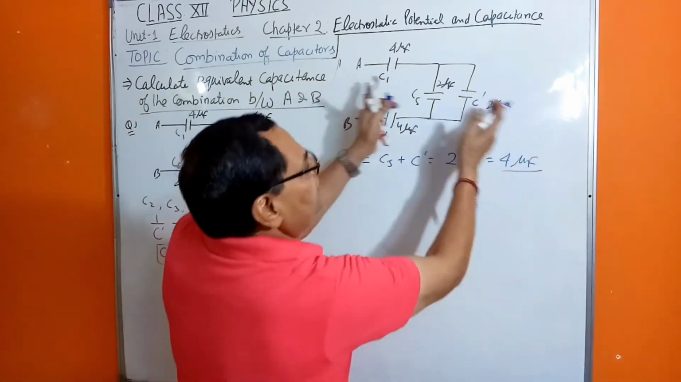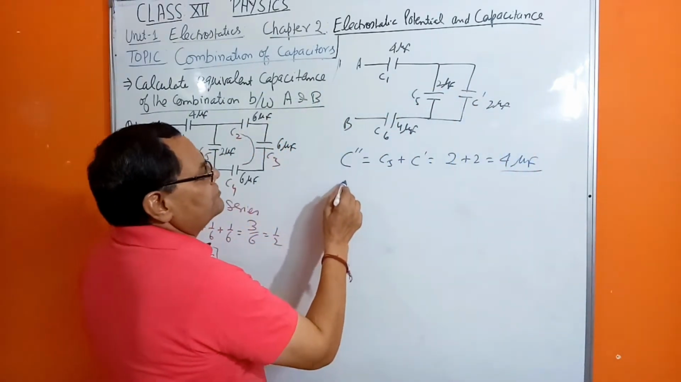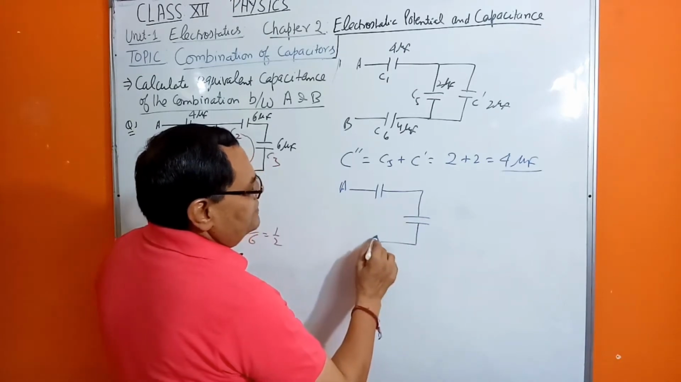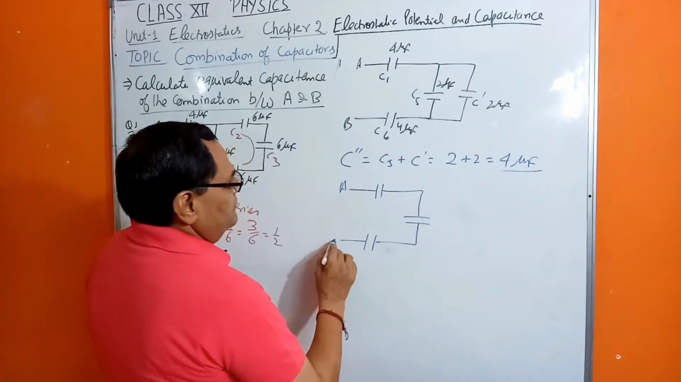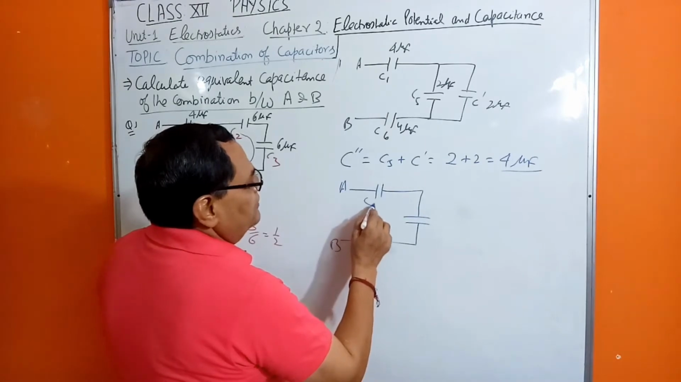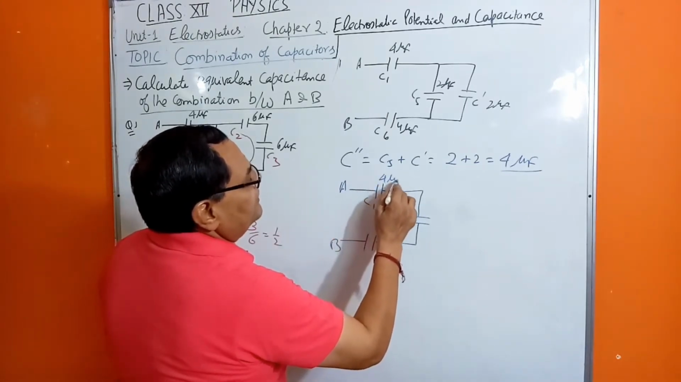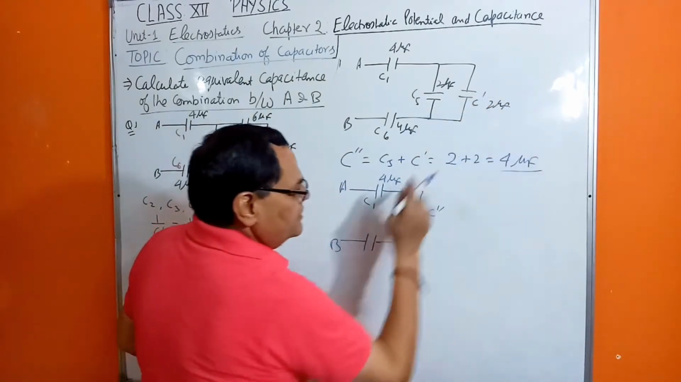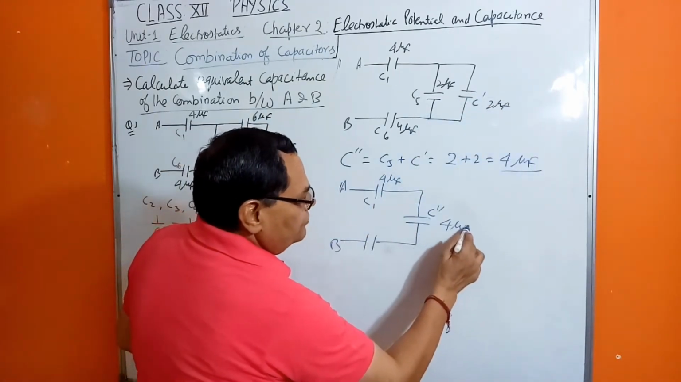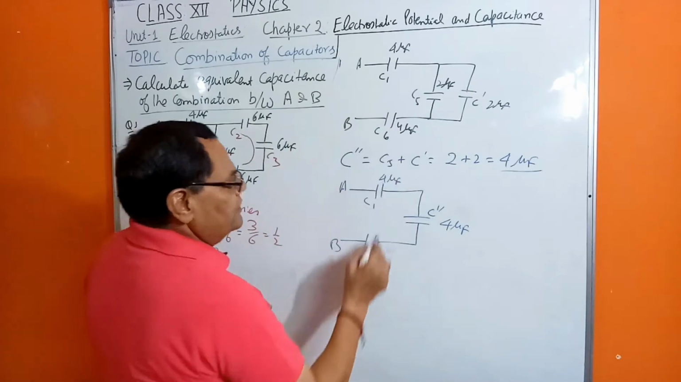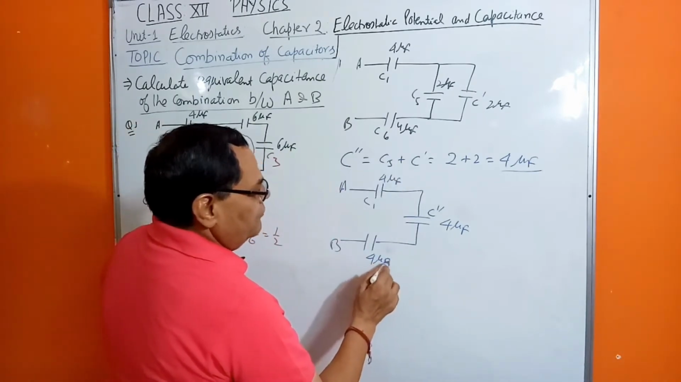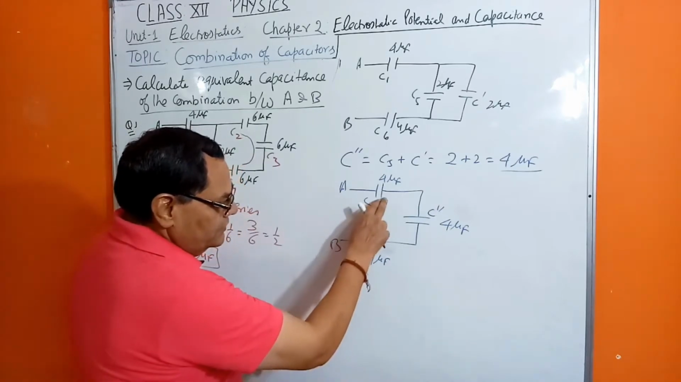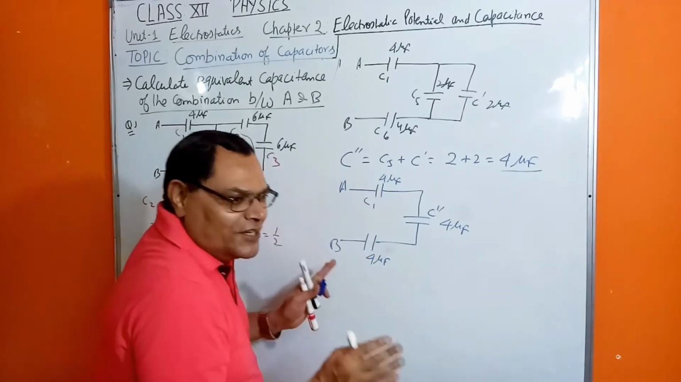Again, redraw it, that will be more convenient and easy for us. So this is the resultant. This is C1 as usual, no issue at all, that is 4 microfarad. Now this is C double dash, and its value has come now as 4 microfarad, and this is already 4 microfarad. Now what do you think about them? It seems these two may be in parallel, but it's not.